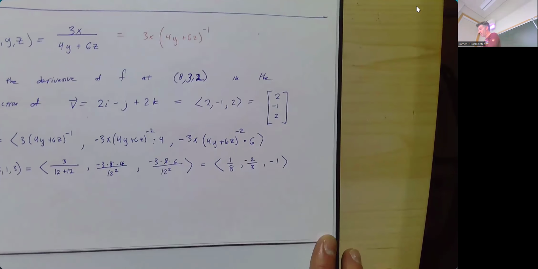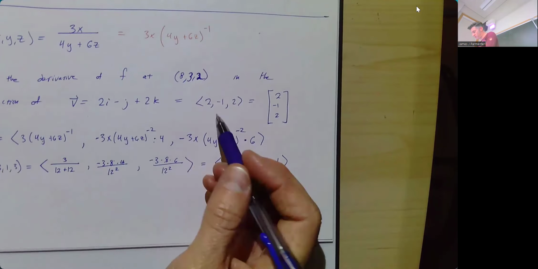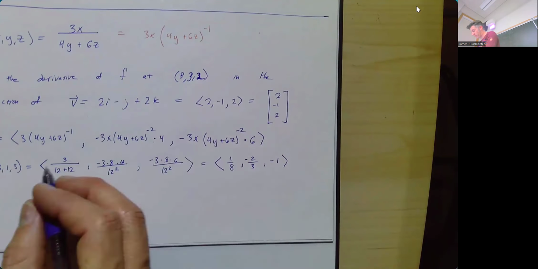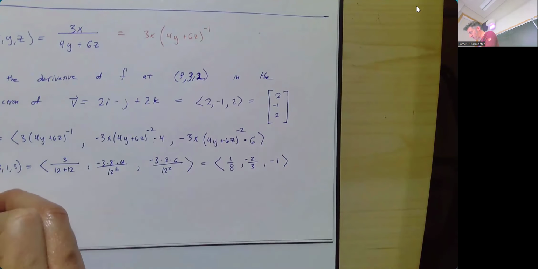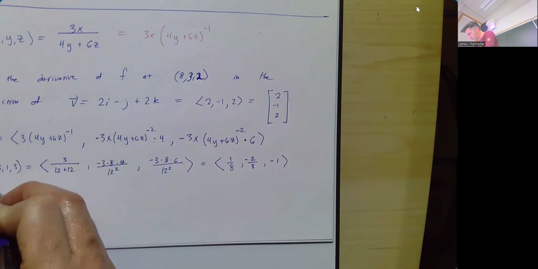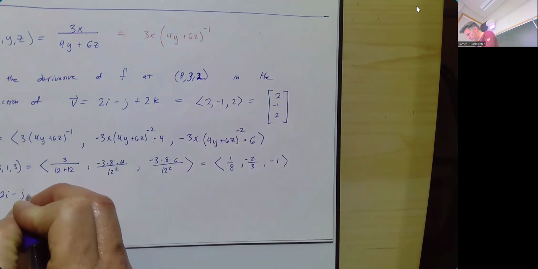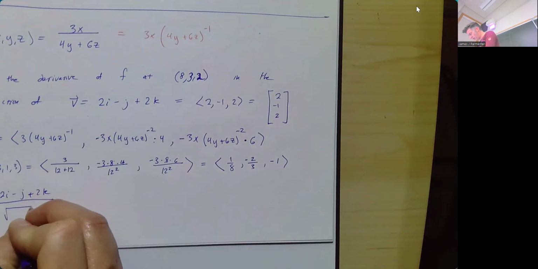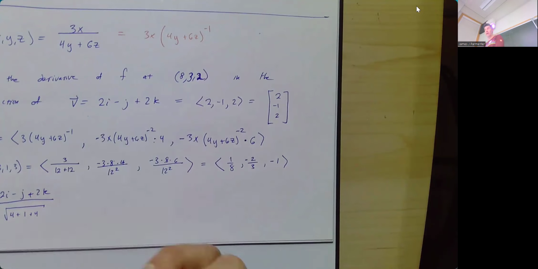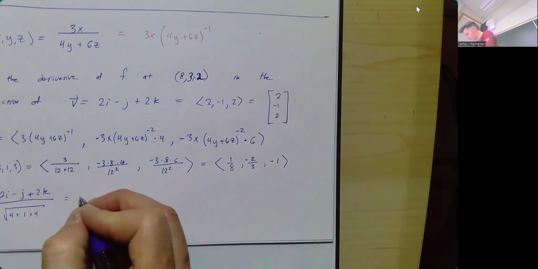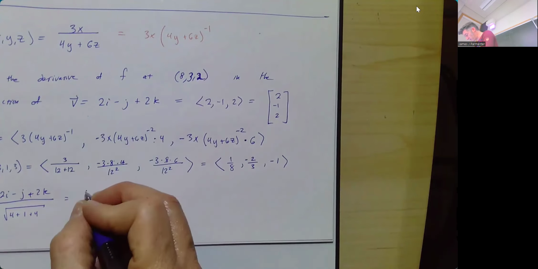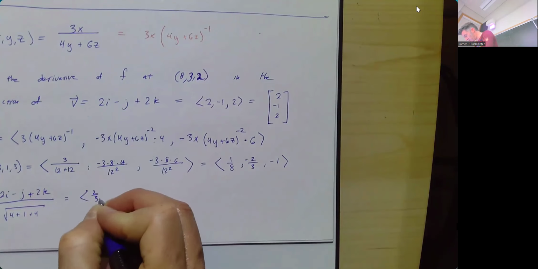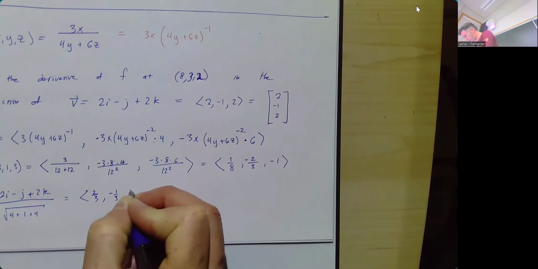So then we also have to take our vector and make it a unit vector. So our unit vector is going to be the vector 2i minus j plus 2k divided by the magnitude of that, which is going to be the square root of 4 plus 1 plus 4, which actually turns out pretty nice. That's going to be square root of 9, which is 3. So 2/3, comma, negative 1/3, comma, 2/3.